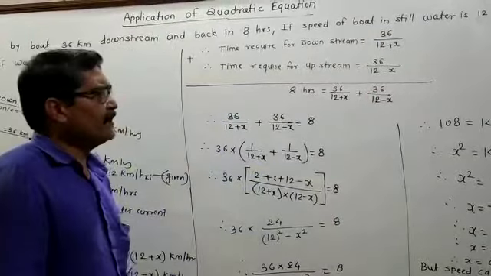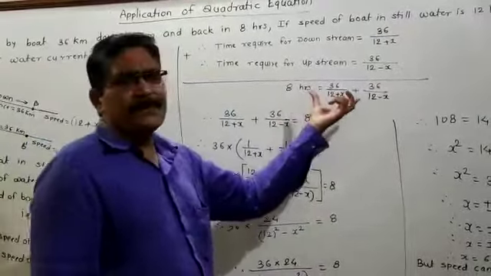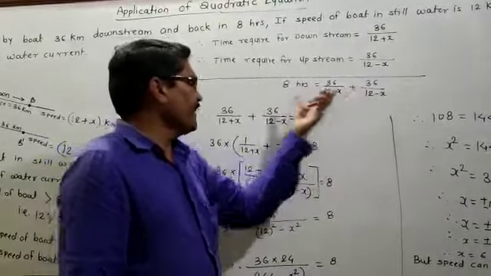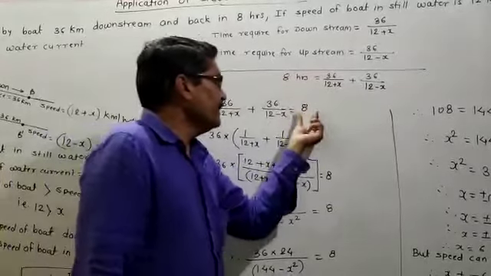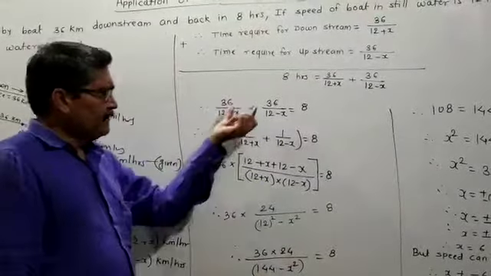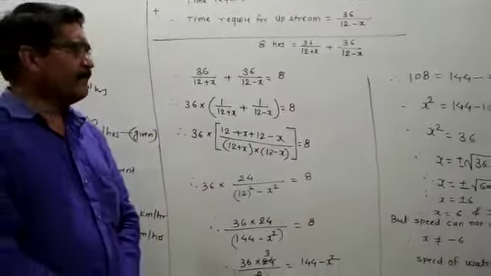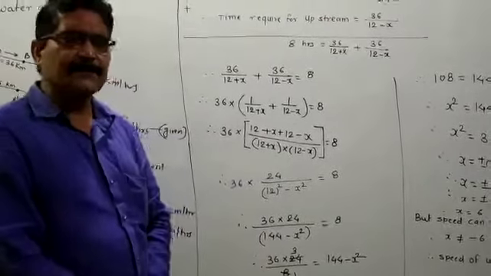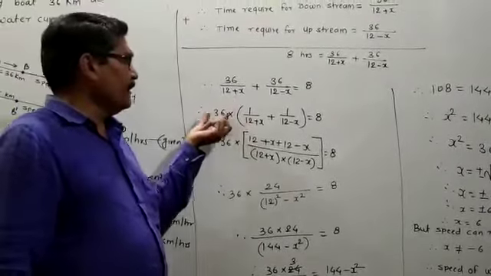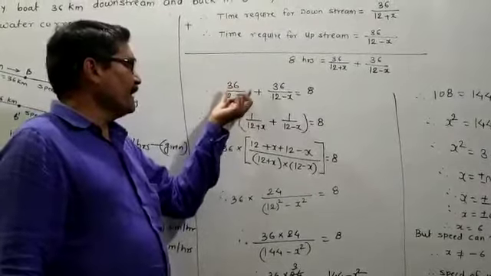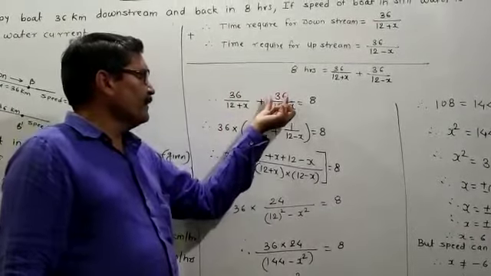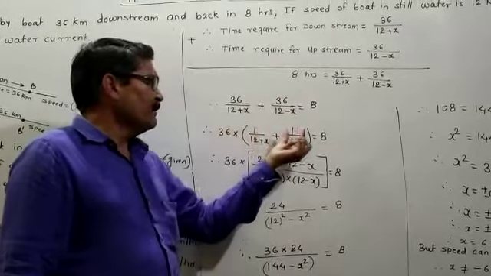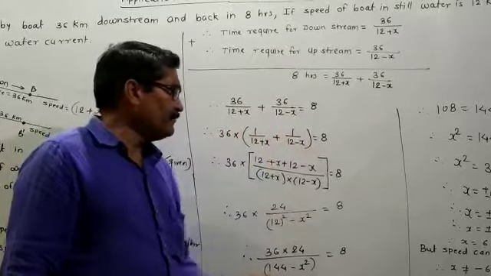So from framing the quadratic equation, you have to write the left side on the right and the right side on the left. Then for solving this quadratic equation, you have to take 36 common. If I take 36 common, then 1 upon 12 minus x plus 1 upon 12 plus x will remain.